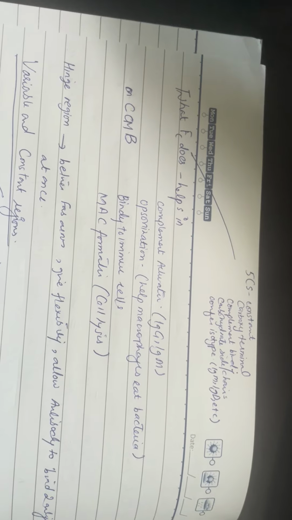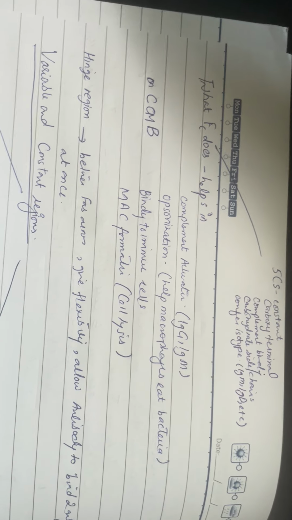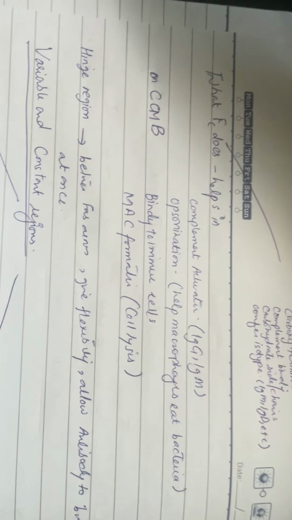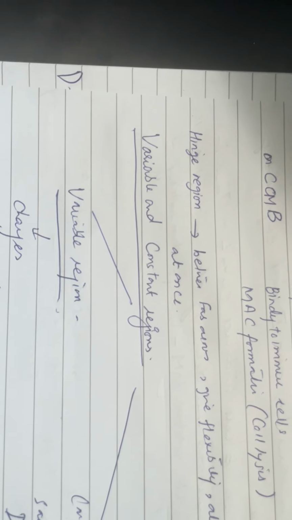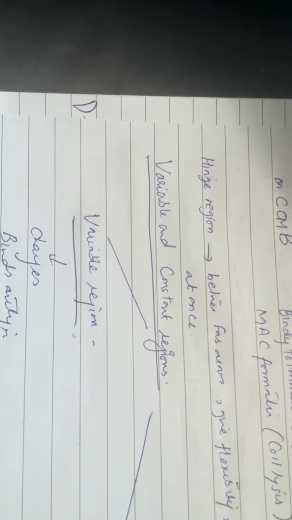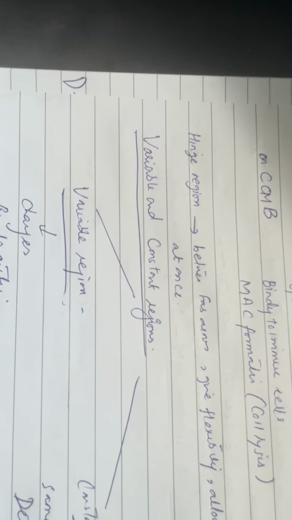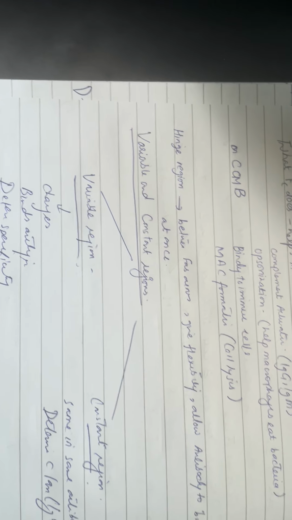Remember the 5 C's: constant, complement activation, carboxyl terminal, and it confers the isotype. Then there is a hinge region between the Fab arms that gives flexibility and allows the antibody to bind to antigens at the same time.